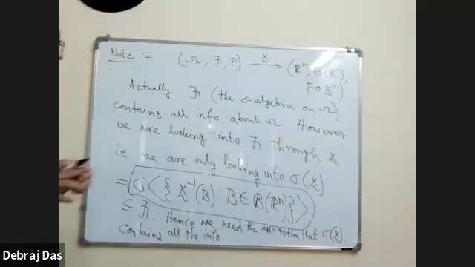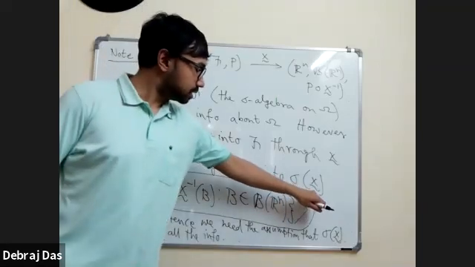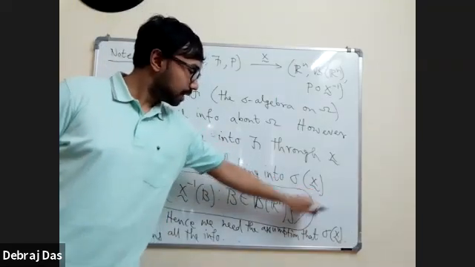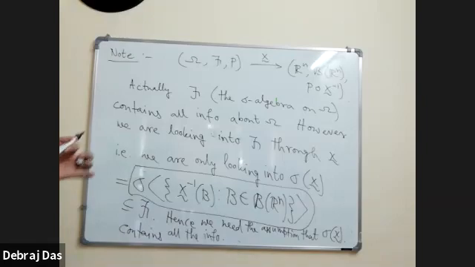Okay, I believe it's clear. So the assumption is that the sigma of X curve, which is the sigma algebra generated by X curve, contains all the information that we want actually.